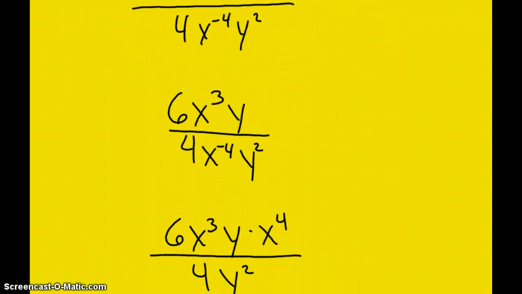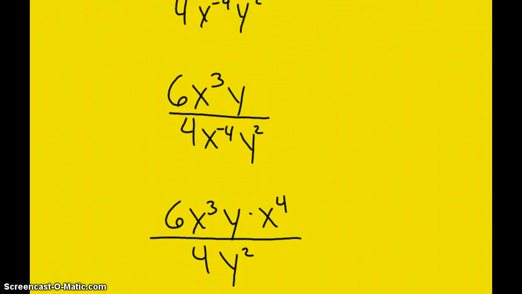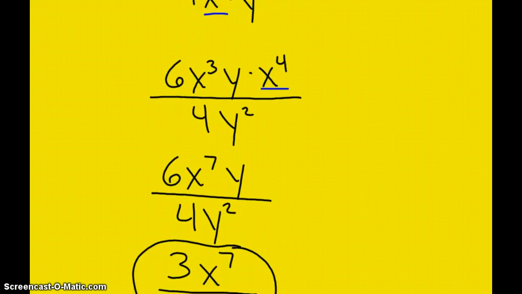For my next step here, I'm going to get rid of my negative exponents. The negative exponents aren't allowed in my answer, so I'm going to rewrite my problem with this x to the negative fourth here. I'm going to move that to the top, and you'll see it down here where it simply moved to the top and became positive because that's our rule for negative exponents. Everything else stayed the same. 6x to the third y is still on top, 4y squared is still on bottom because those had positive exponents.